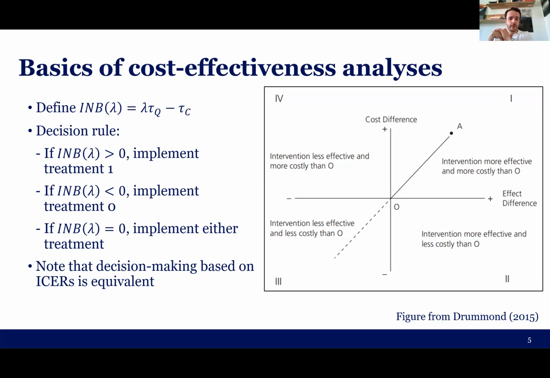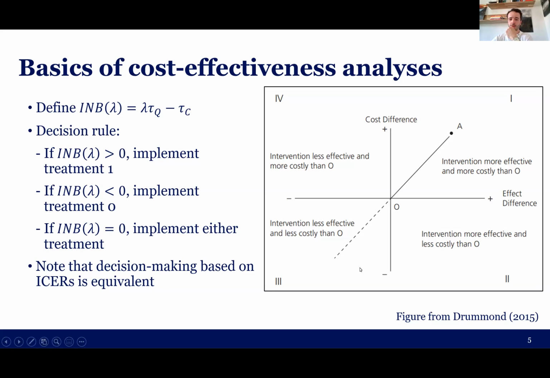And once we have that, we can make up a relatively easy decision rule, which is by simply multiplying this lambda parameter with the treatment effect on QALYs and subtracting the treatment effect on costs. That's called an incremental net benefit. And if that thing is positive, we implement a new treatment. If it's negative, we don't implement a new treatment. And if it's exactly zero, this doesn't really happen. But if it would happen, then we would be indifferent. We could implement either of these two treatments.